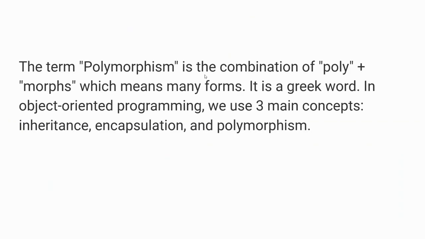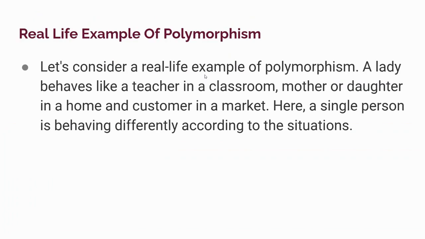Today we will discuss C++ polymorphism. The term polymorphism is the combination of poly plus morphs, which means many forms. It is a Greek word. In object-oriented programming, we use three main concepts: inheritance, encapsulation, and polymorphism.